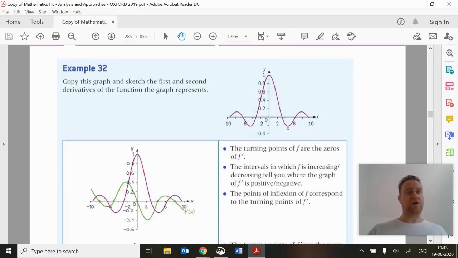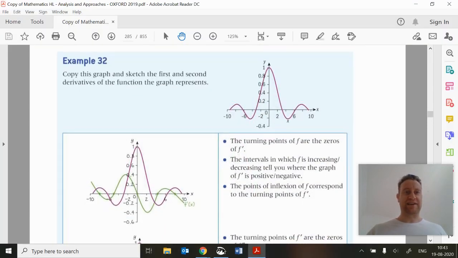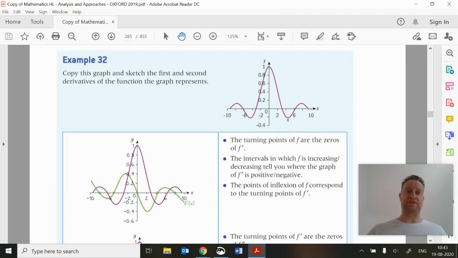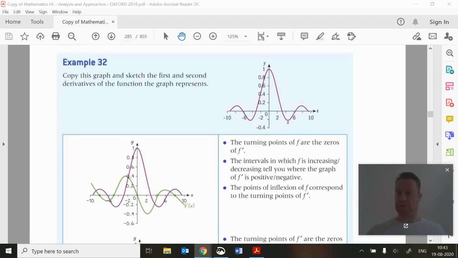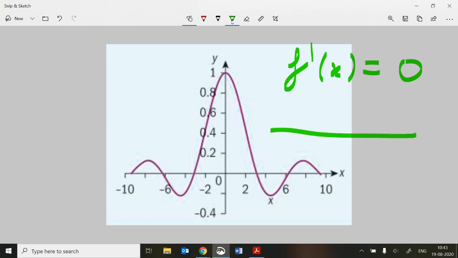Okay, so this one says copy this graph. There we go, I've done that one. And sketch the first and second derivatives of the function on the graph itself. Okay, well, that's what we're going to have a go at. So let's have a look at this then. So there's our function. And first of all, we know that when f dash of x is equal to 0, we definitely know that we have turning points. Okay, well, it's possible, again, that we could just have a total flat line. But we're talking about polynomials or functions which aren't completely basic, like a horizontal line. When we've got f dash of x is equal to 0, we have turning points.